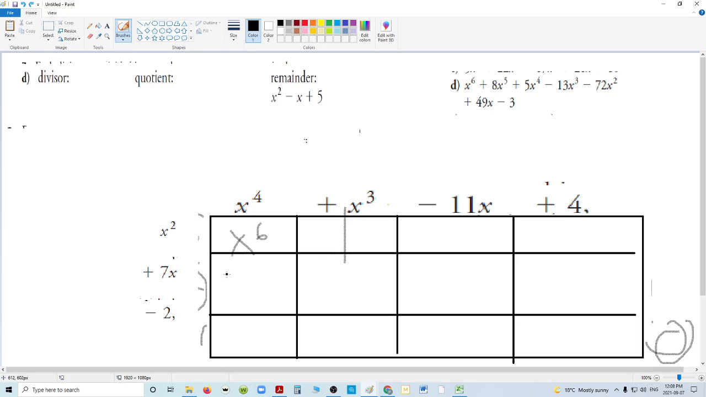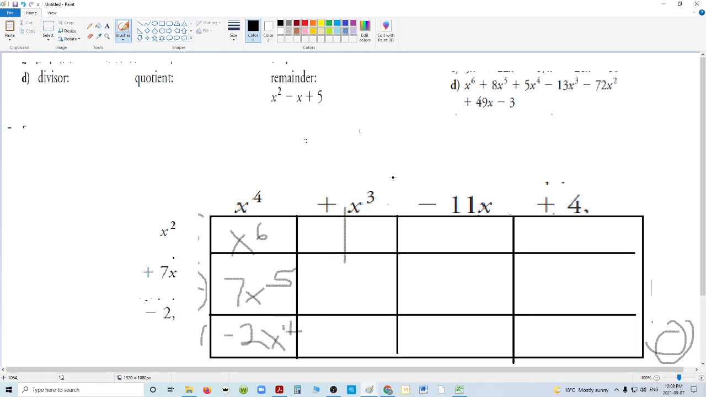So that times that makes 7x to the 5. And they usually add up diagonally as long as their terms all go down by 1. This one's missing x squared to x, so it won't work out like that, but usually minus 2x to the 4.